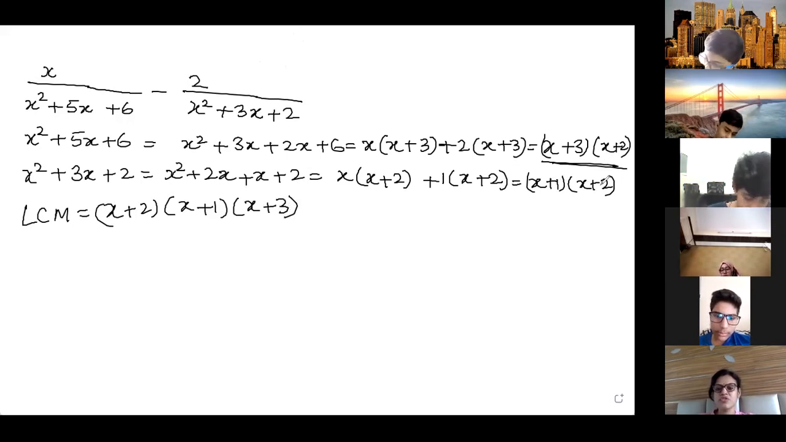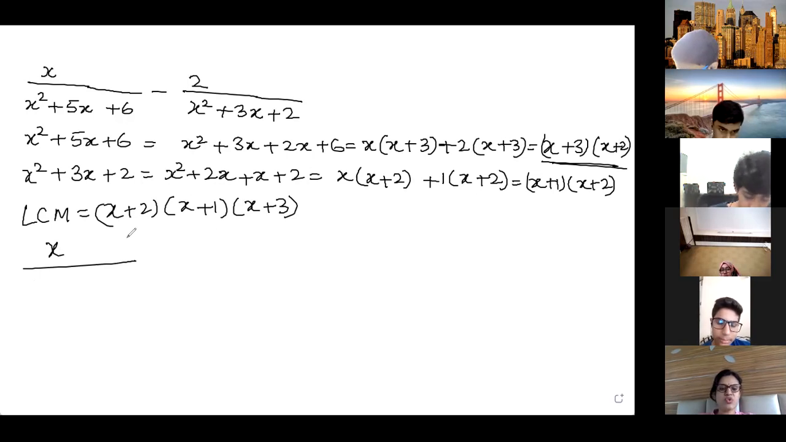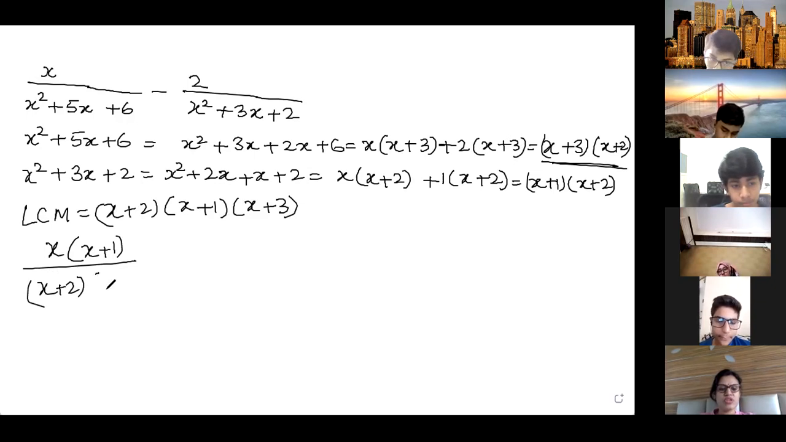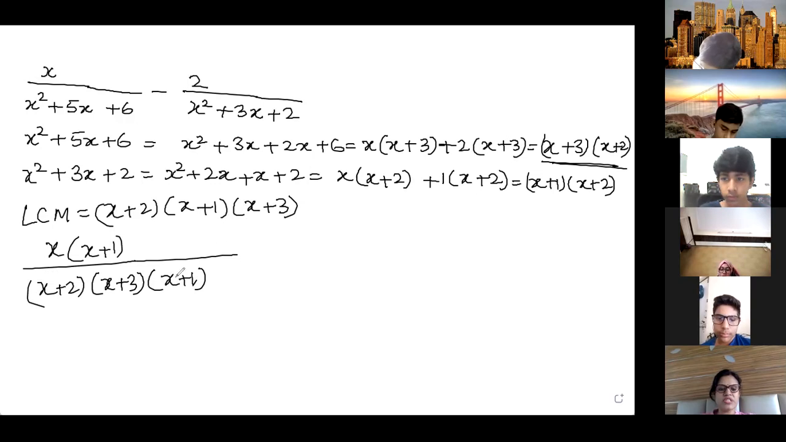Yes, x plus 2 is common. Okay, so here what will happen? X upon, this was actually x plus 3 and x plus 2 was already there. That means you have to multiply with x plus 1 to make it x plus 2 into x plus 3 into x plus 1. Okay, is it clear? We need to make the denominator equal to LCM. So I need to multiply with x plus 1 because this already had x plus 3 and x plus 2. So on top also I multiplied by x plus 1.